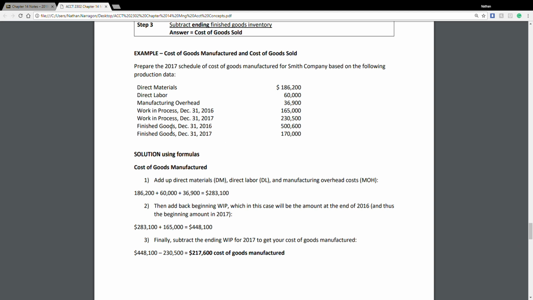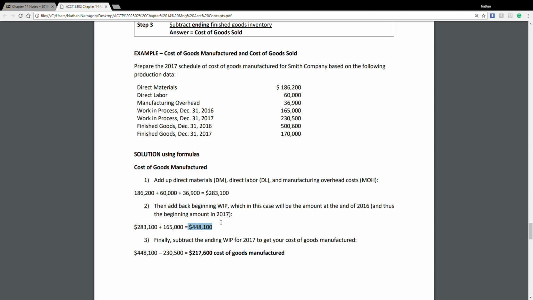So we need to add up these big heavy 3: direct materials, direct labor, manufacturing overhead. Woo! Right there, there's our add. It's now 283,100. So no hard math going on here, just gotta remember the formula. Next step, add the beginning. So beginning, again, is the December 31st, 2016 of 165. Add those, and we have 448,100.